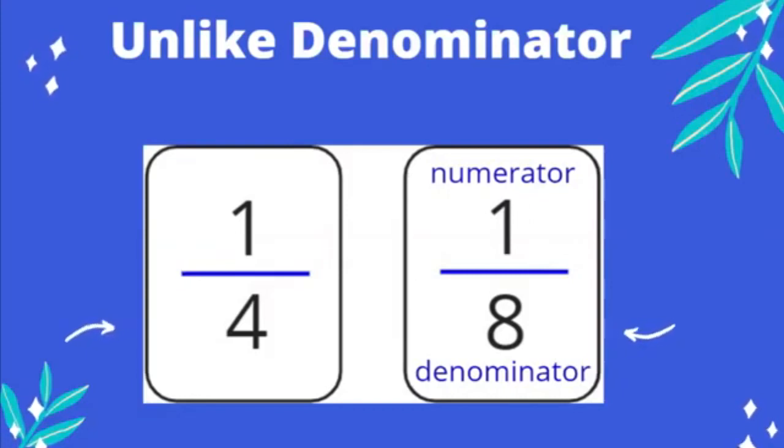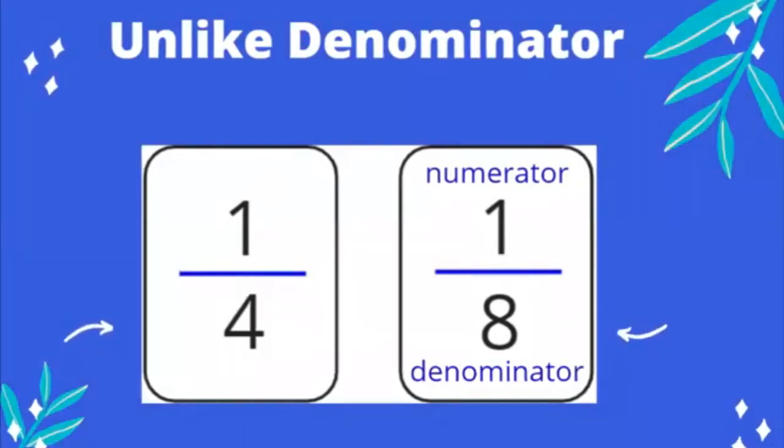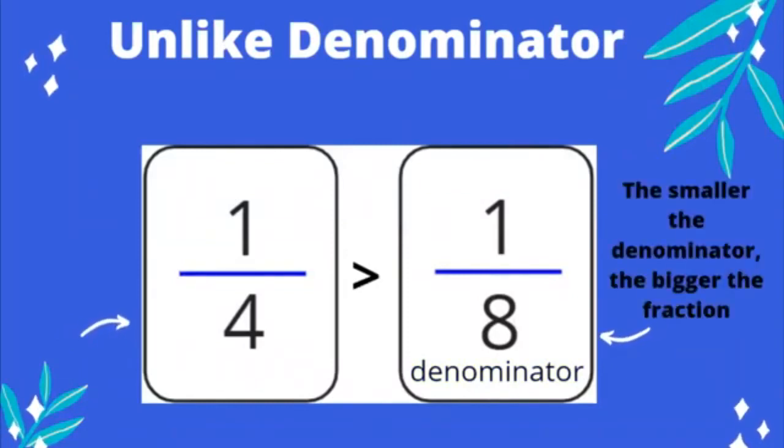Just imagine you have one biscuit and you must divide it among 4 of your friends or 8 of your friends. Of course, 4 of your friends will get a bigger part of your biscuit than 8 of your friends. Now, let's solve them. Which is the largest fraction, 1/4 or 1/8? Once again, if you find a condition like this, just focus on their denominators. The smaller the denominator, the bigger the fraction. So even if 4 is smaller than 8, 1/4 is bigger than 1/8.